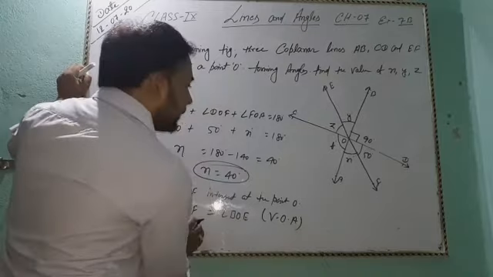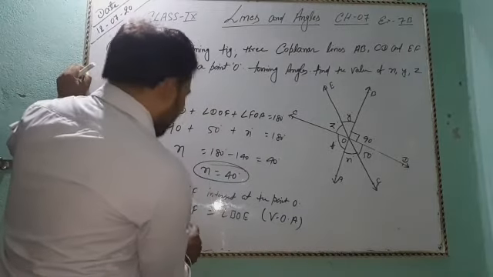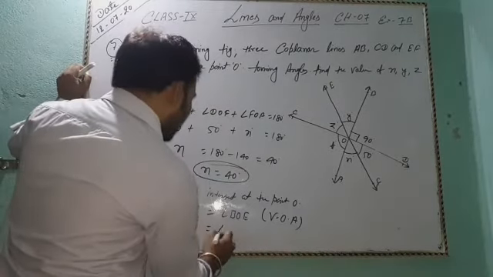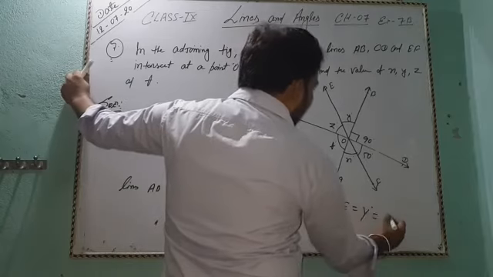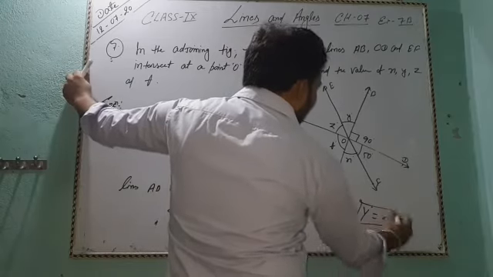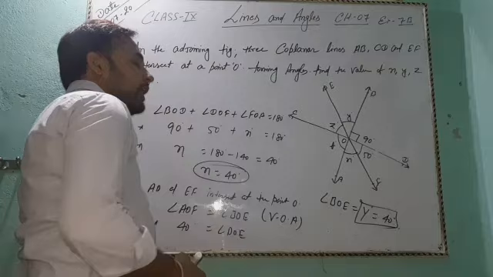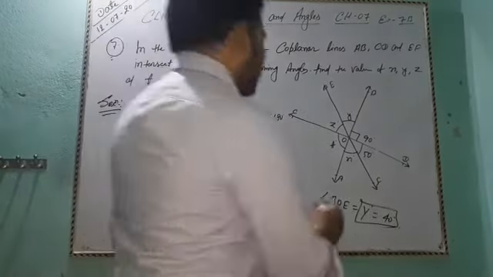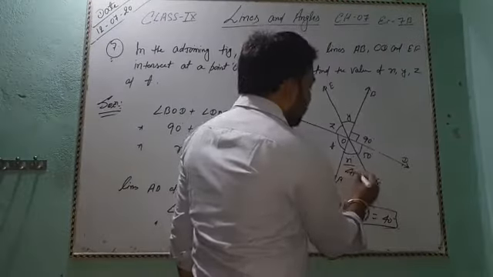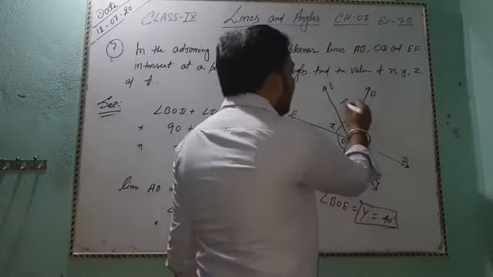So we write angle AOF equal to 40 degrees, and angle BOE equal to Y degrees equal to 40 degrees. So X equals 40 degrees and Y equals 40 degrees. So put the value of X equal to 40 degrees and Y equal to 40 degrees. Clear? And next, find the value of Z and T.